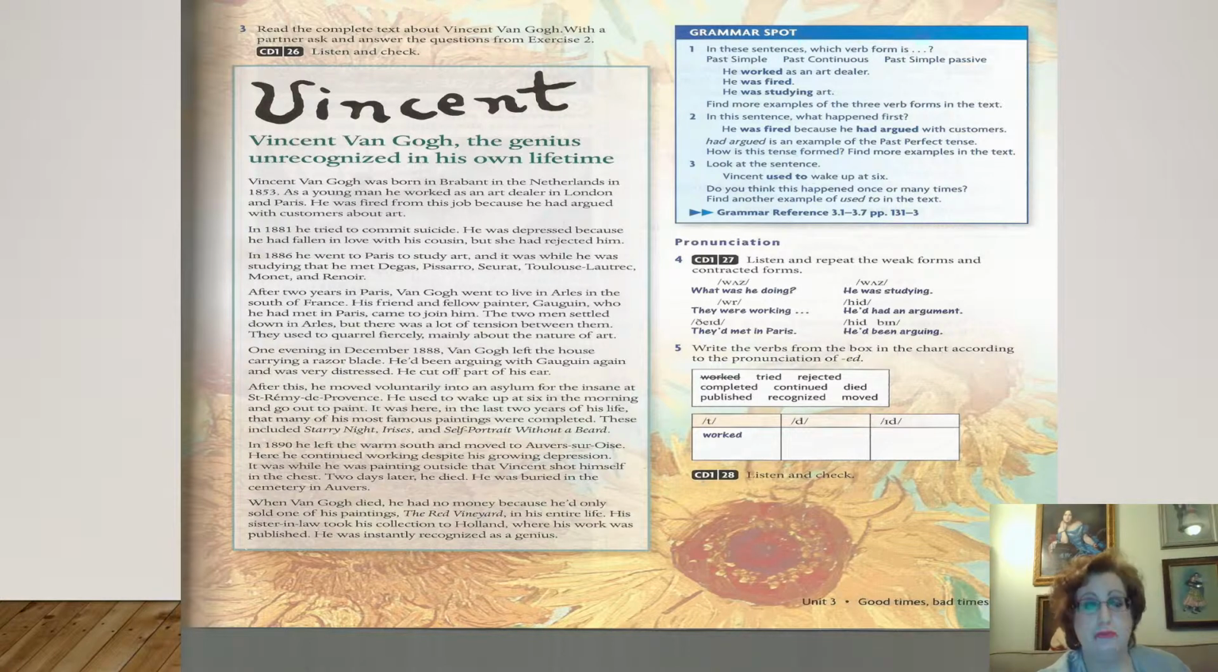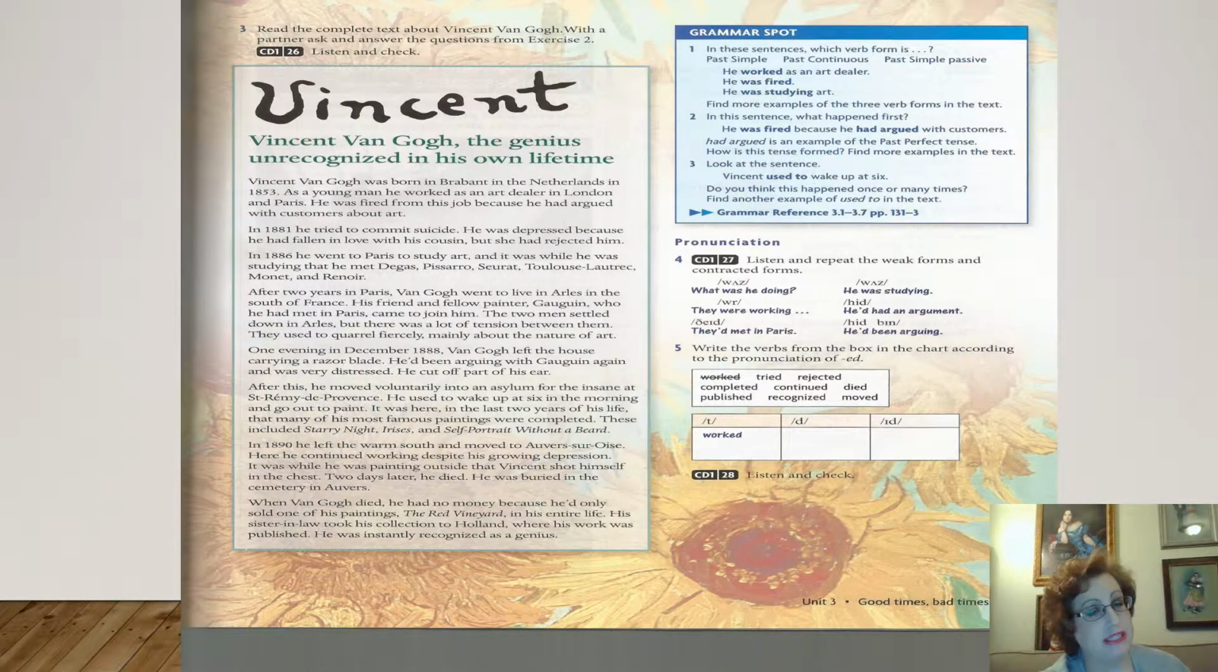After this, he moved voluntarily into an asylum for the insane at Saint-Rémy-de-Provence. He used to wake up at 6 in the morning and go out to paint. It was here, in the last 2 years of his life, that many of his most famous paintings were completed. These included Starry Night, Irises, and Self-Portrait Without a Beard.